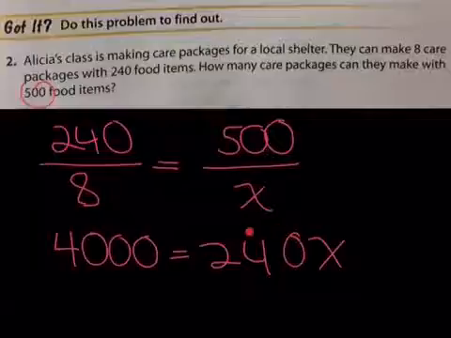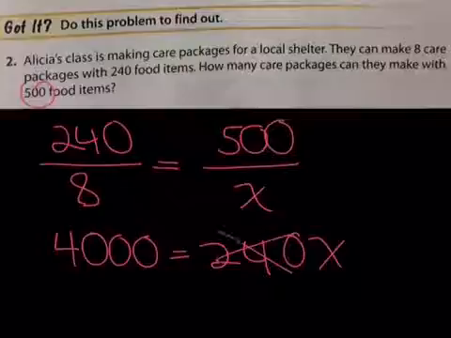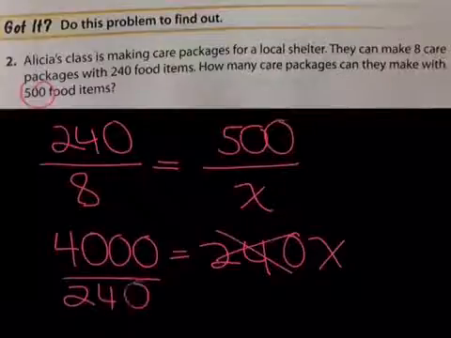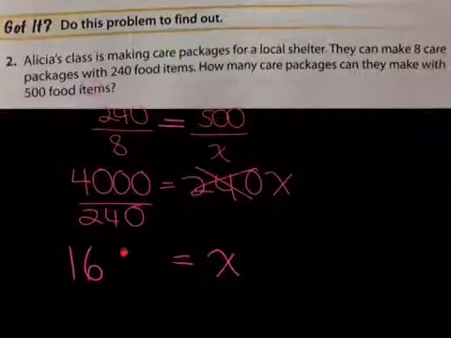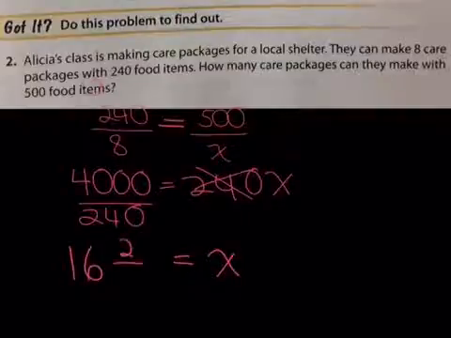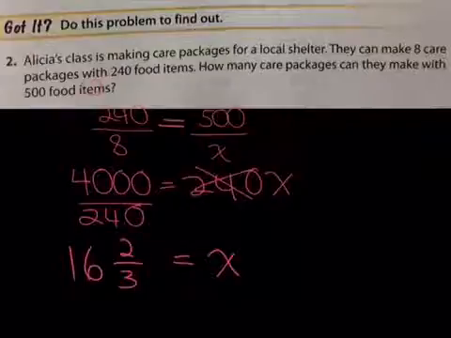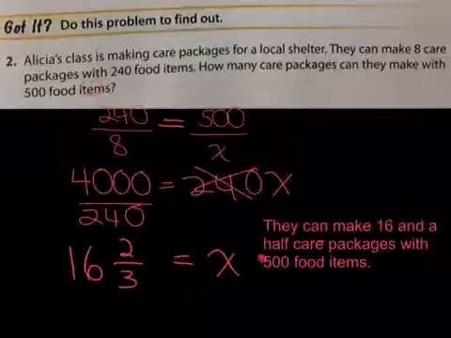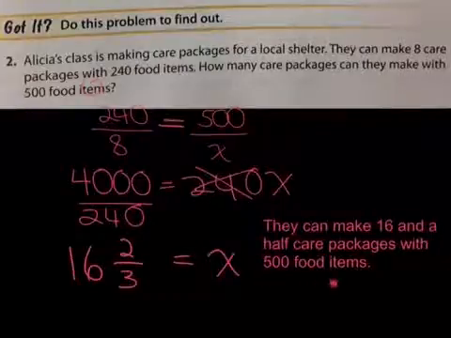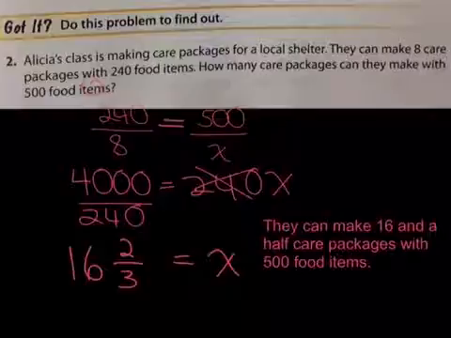240x. Let's isolate the x by bringing the 240 over to this side. So it comes over here, 240, where we're dividing. And finally, our x will equal 16 and 0.6 bar notation, or 16 and 2/3. Remember, 2/3 is also 0.6 bar notation. And there we go. So our answer is they can make 16 and 2/3 care packages with 500 food items. Please copy this down. It is a key answer.